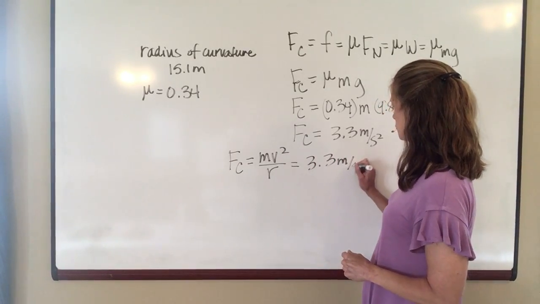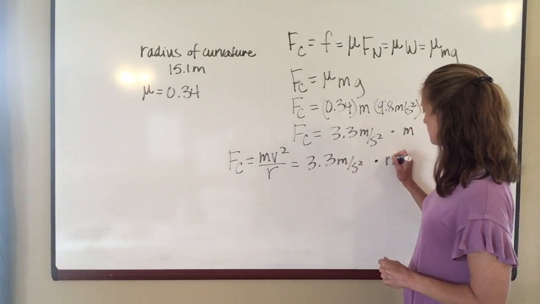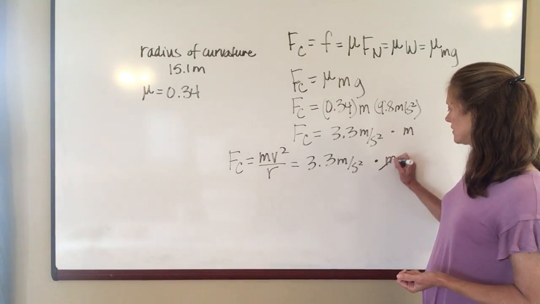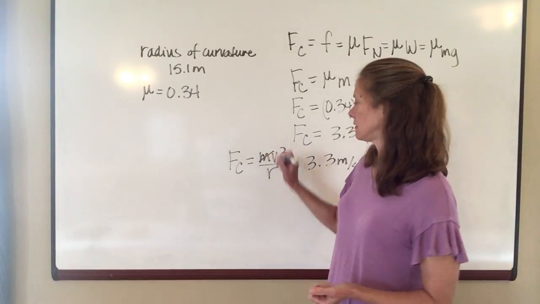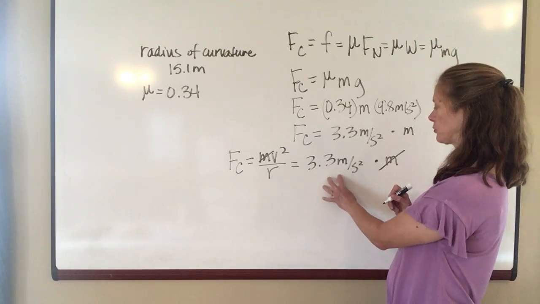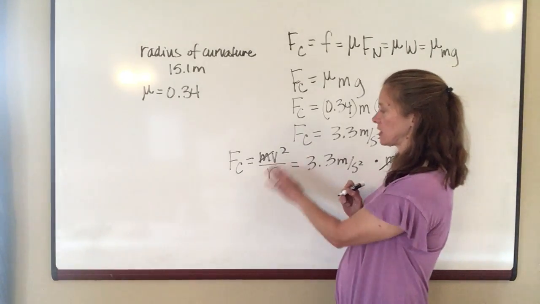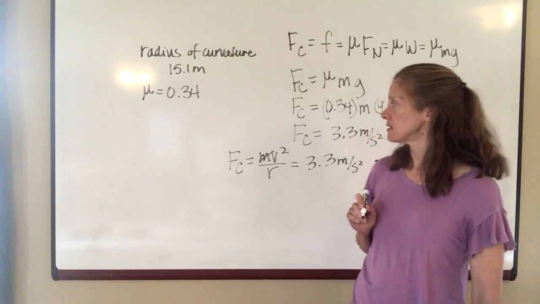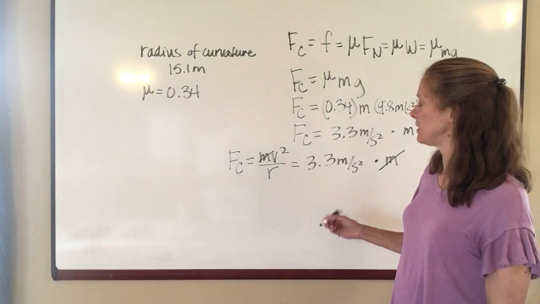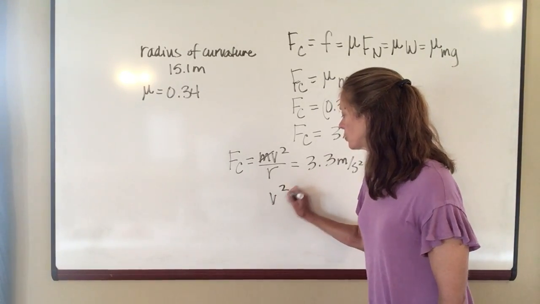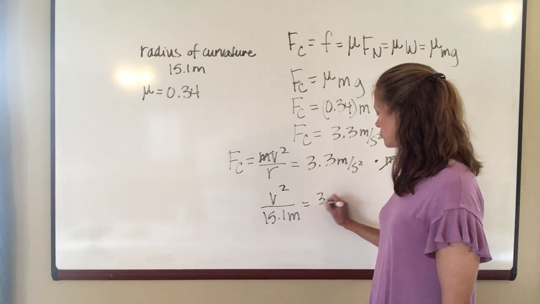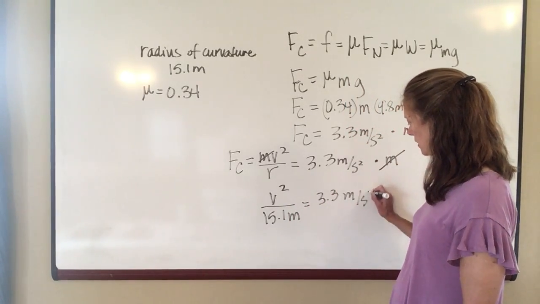3.3 meters per second squared times m. Now I want you to notice what happens. I have an m on this side and I have an m on this side, and so they cancel out. And so therefore, I know that 3.3 meters per second squared is equal to the velocity squared over the radius. Well, I know that the radius of curvature is 15.1 meters, so then v squared over 15.1 meters equals 3.3 meters per second squared.